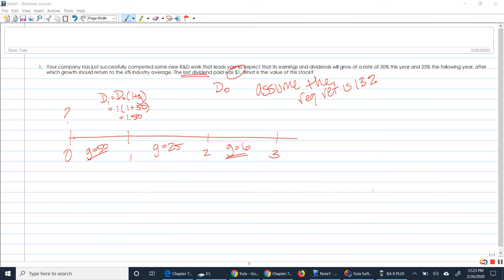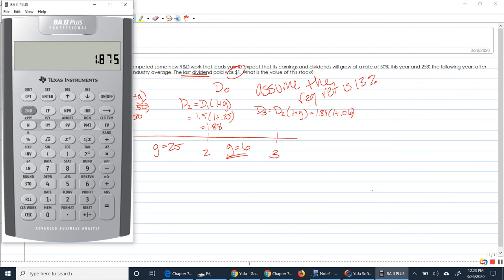And then we calculate the dividend for time period 2. Dividend for time period 2 is equal to the last dividend times 1 plus the growth rate. So $1.50 times 1 plus 25%. That gets $1.88. Now we go to dividend 3. Dividend 3 is equal to dividend 2 times 1 plus the growth rate. That's $1.88 times 1 plus 6%. $1.99.